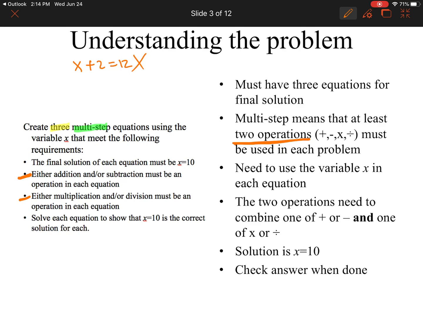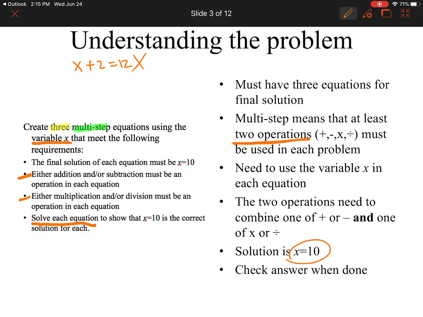Let's see, it also explicitly tells us to use the variable x, so that's where our problem solving comes in with that variable x. As we're doing this, we can't just create any old equation because we need to make sure x equals 10. And then it also specifies that we should solve or basically check our answers when we're done, just to show or prove or justify that our solutions actually work.